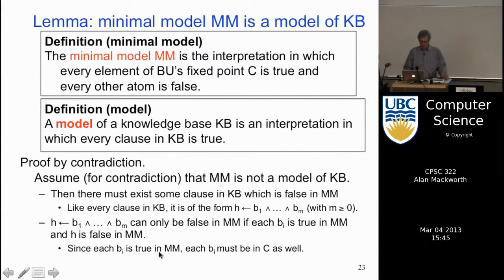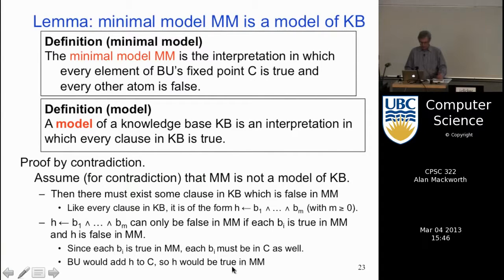Since each of the Bi is true in the minimal model, each Bi must be in C as well. We've said the minimal model is the set of atoms in C, right? So it must be in C. If it were in C, and you have this rule in the knowledge base, then the bottom up would add H to C, right? So H would be true in the minimal model. But H is false in the minimal model.